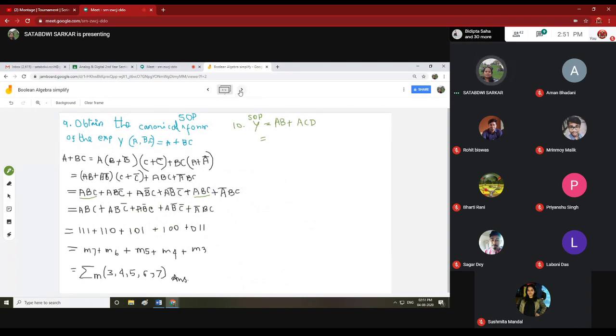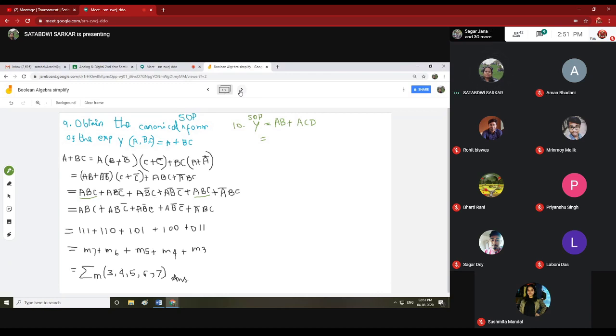Okay, this is: obtain the canonical SOP form of the expression y of ABC equals a plus BC. So using the canonical form, we have to obtain the canonical form of the SOP expression. So a plus BC, this is our expression.